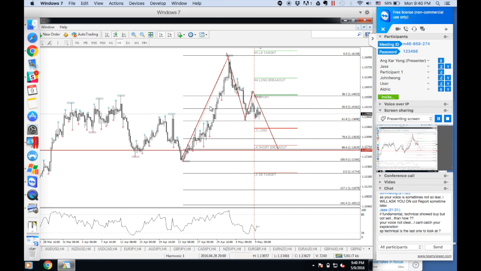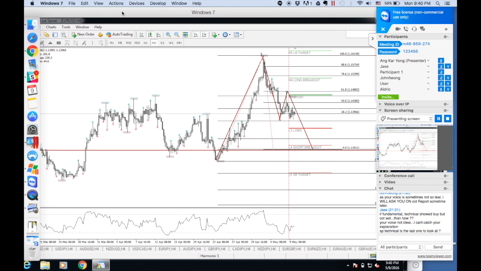Okay, for take profit, we use the 38.2 and 61.8. So how we pull our Fibonacci tool is we go over to the highest point of this pattern and pull it all the way to where we enter, which is at the 88.6. Okay, the first TP that we're going to take is at 38.2, and the next TP level that we're going to take is 61.8.